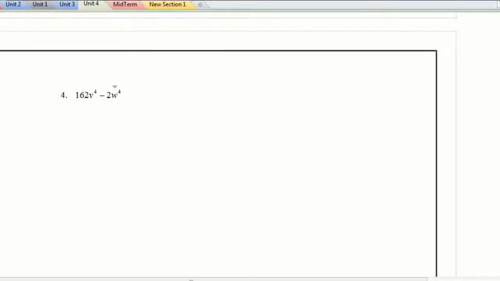But I have a feeling that there's something common between my two terms here. So this one only has a 2 in it, so I'm going to see if I can pull a 2 out. And this one ends in a 2, so I know it's going to be divisible by 2. So I'm going to pull out a 2. 162 divided by 2 is going to give me 81 v to the power of 4 minus w to the power of 4.